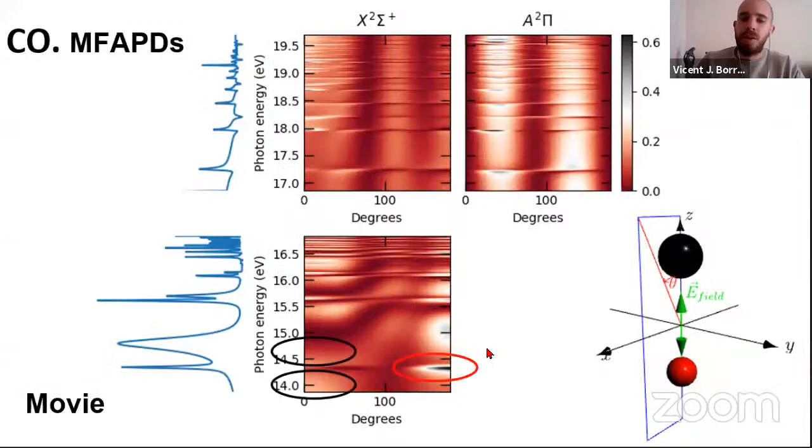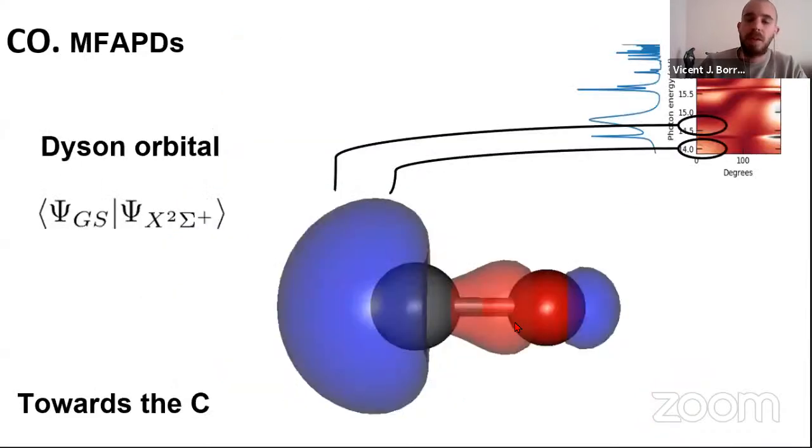So we wanted to understand what was happening with this change when we reach a resonance, and we focused on this resonance, where we know that in the non-resonant part, the preferred direction is towards the carbon, but in the presence of the resonance, the preferred direction moves towards the oxygen. To try to understand what was happening here, we computed for the non-resonant part the Dyson orbital between the ground state and the parent ion. The Dyson orbital tells us the information from where the photoelectron is leaving the system. So we see that the photoelectron is leaving the system mostly on the carbon side. So that could explain why in the non-resonant part, the preferred direction is towards the carbon.